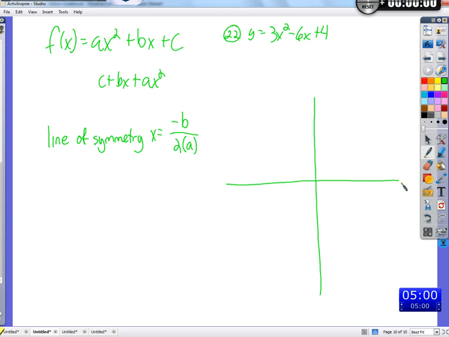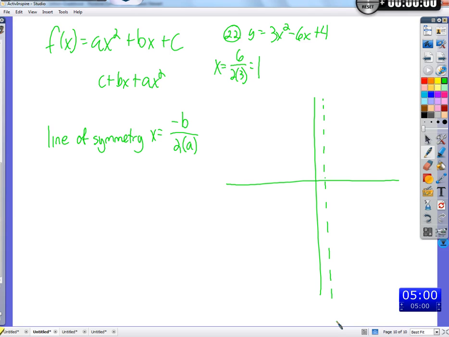It is not in the form of a number squared and then plus another number, a number squared times another number, right? That's more true to the original x squared function. Okay. So what do we do? Well, first we can find the line of symmetry. X equals negative b over 2a. Here's b. Negative b would be positive 6 over 2a. That's 6 over 6. That's 1. So at x is 1, we could draw our line of symmetry.